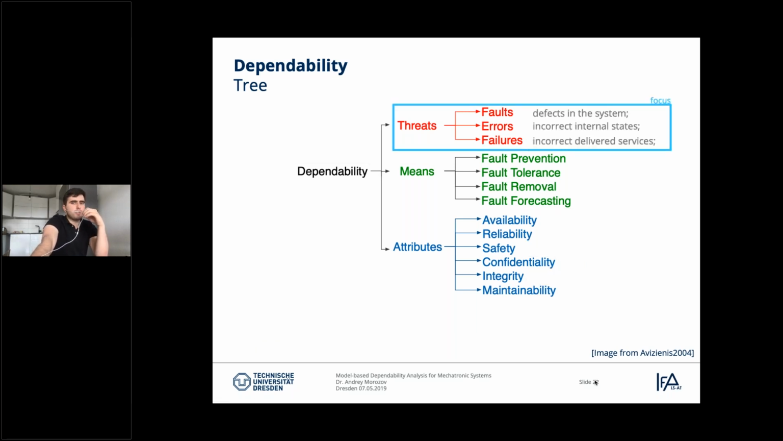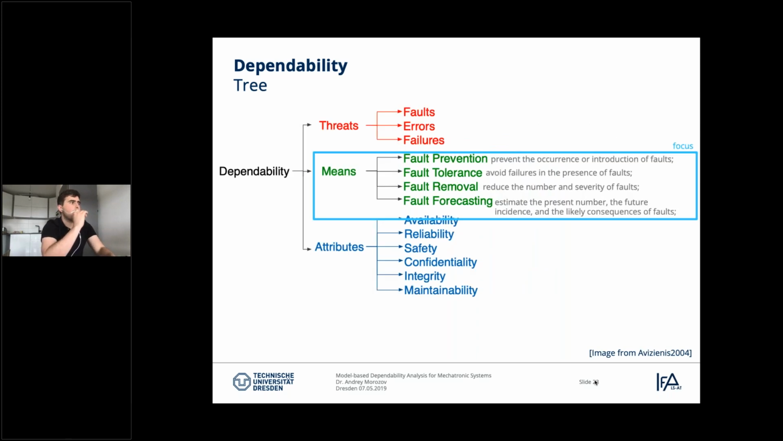We will start with the first group, threats. There are three kinds of threats: faults, errors, and failures. Faults are defects in the system. Errors are incorrect internal states. And failures are incorrectly delivered service. I will go through these several more times during the lecture and you will get the difference. Now I'm just giving some short definitions.